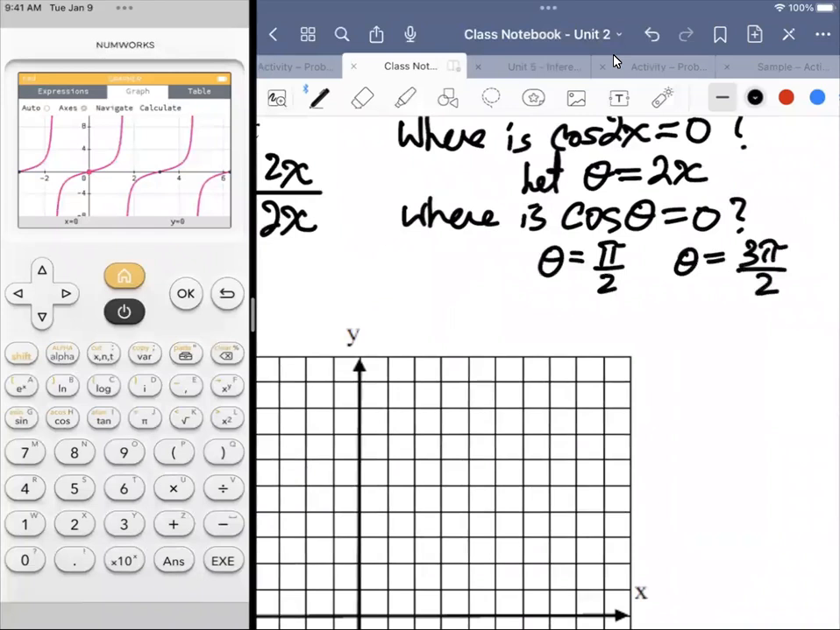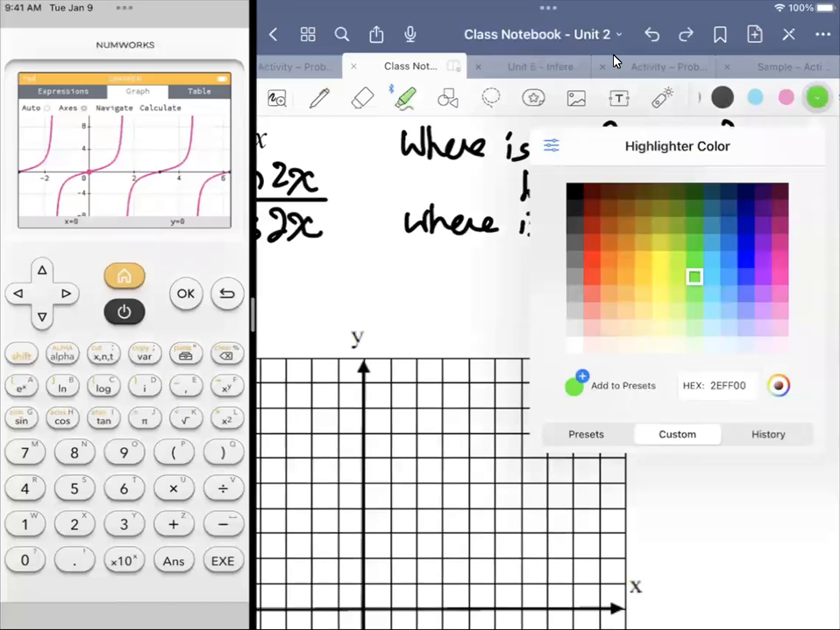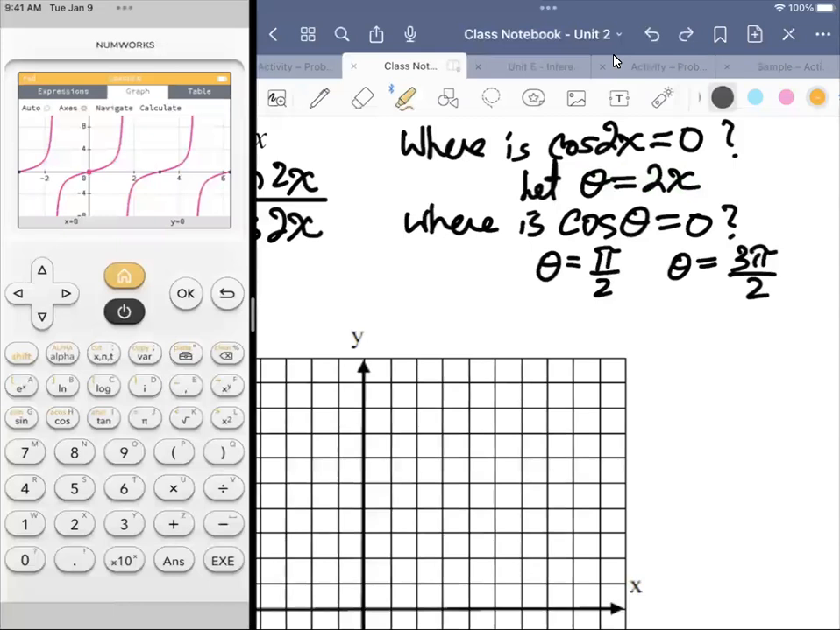Right? Now, if it were that simple, then there wouldn't really be much of a topic of study. What we now need to do, since we made theta equal to 2x, let me go with like an orange here. We let theta equal 2x, and now I know theta is equal to pi over 2. That means 2x is equal to pi over 2. It means 2x is equal to 3 pi over 2.